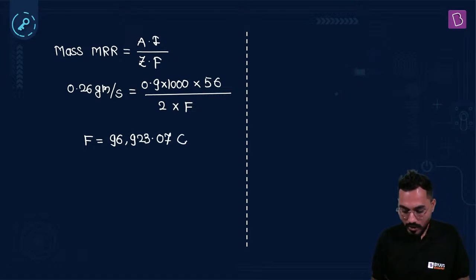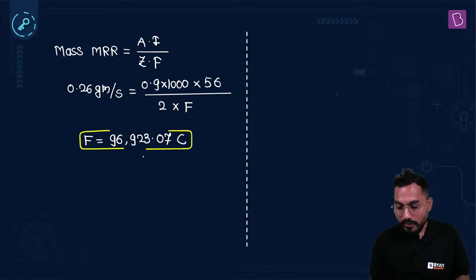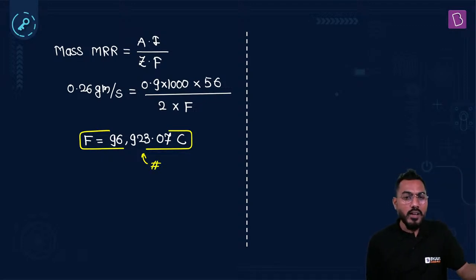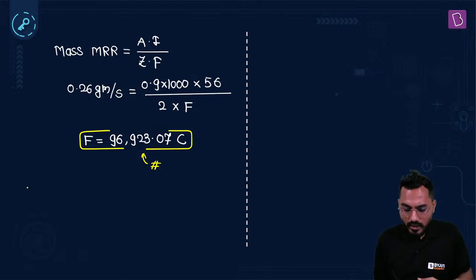96,923.07 coulomb charge. So this is exactly equal to my Faraday's constant. Faraday's constant has come. Faraday's constant is a big thing. Now if you calculate, use the data of titanium material and calculate it.